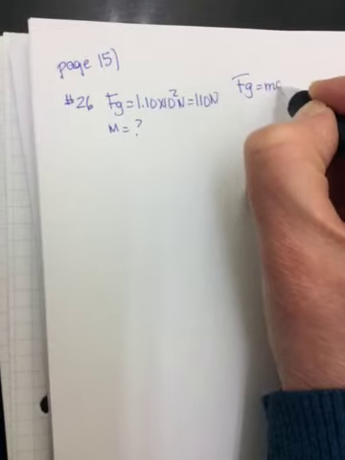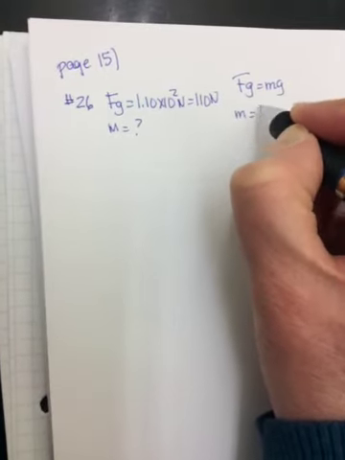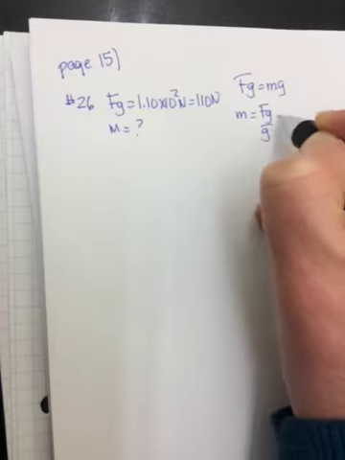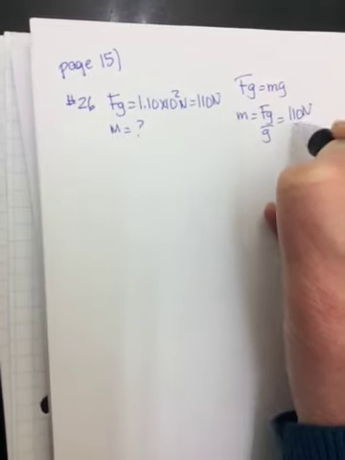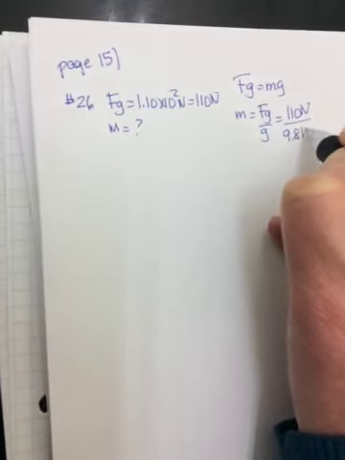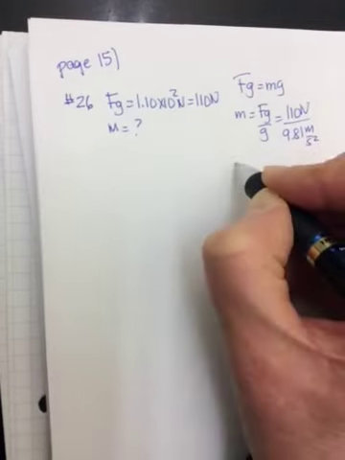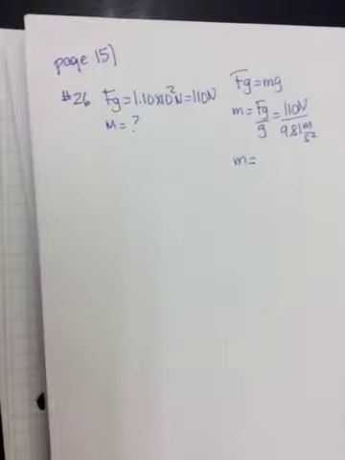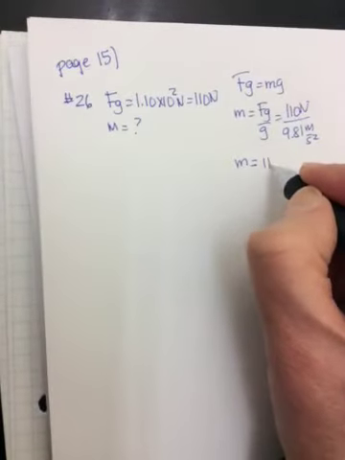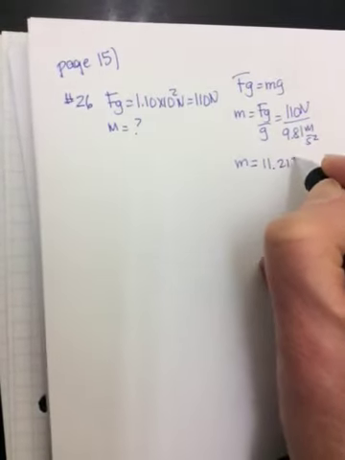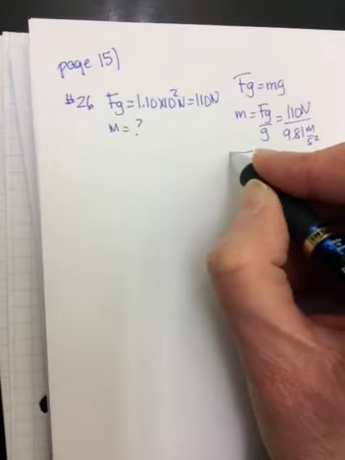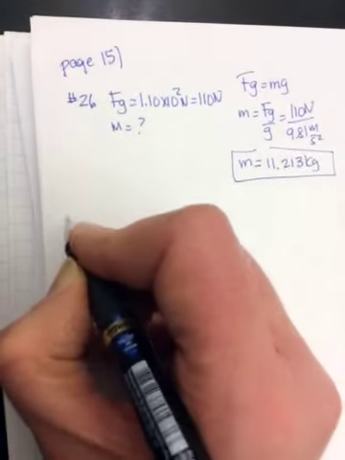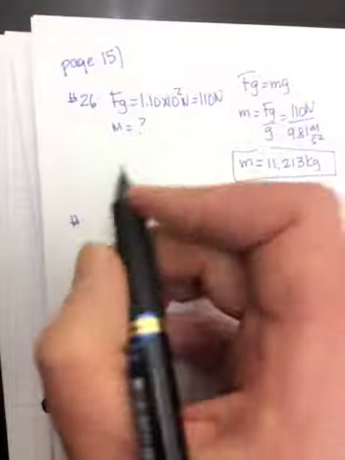So Fg equals mg. So m is going to equal Fg divided by g. 110 newtons divided by 9.81 meters per second squared. You should get a mass of 11.213 kilograms. Okay, number 27.